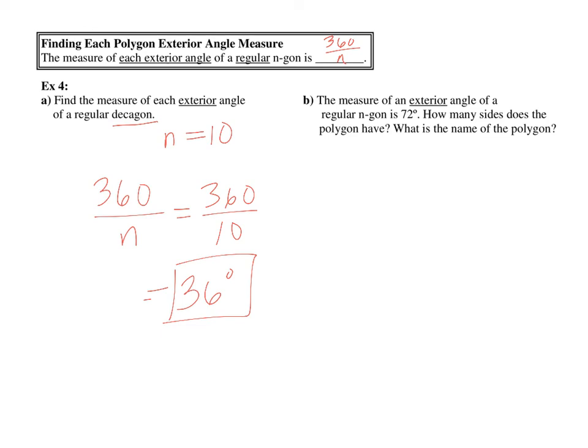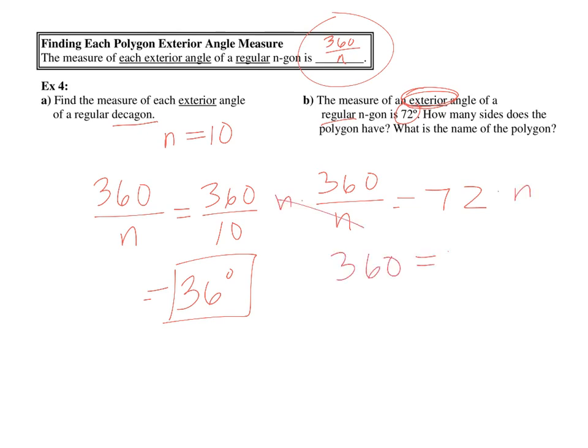All right, for part B, the measure of an exterior angle of a regular n-gon is 72 degrees. How many sides does the polygon have? What is the name of the polygon? They tell me that each exterior angle is 72 degrees. That's what this formula is supposed to give me. So take this formula and set it equal to 72. Now I need to get n by itself. So multiply by n on both sides. 360 is equal to 72n. Divide by 72. And n is equal to 5. So if there are 5 sides, that means the polygon is a pentagon.